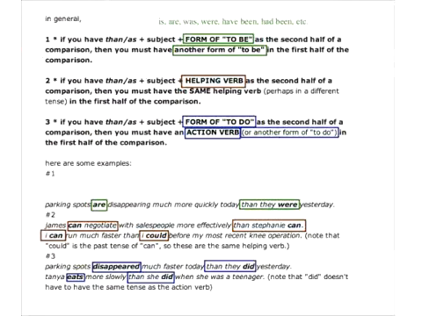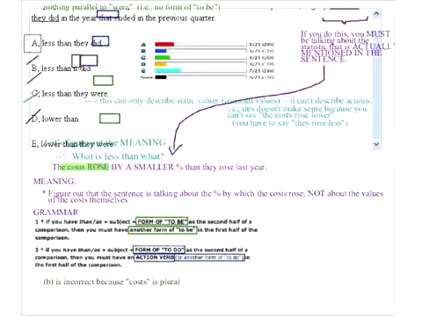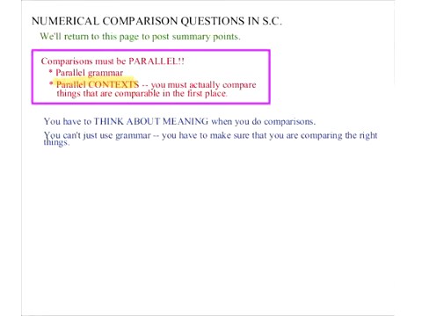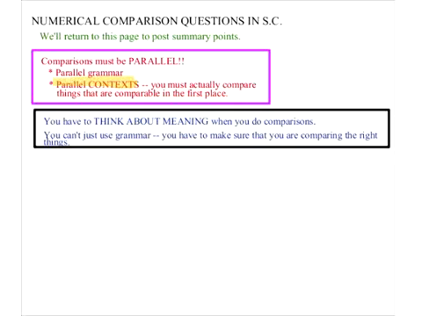So back to our takeaways page here. Other things we've learned about these problems. We learned you have to think about meaning. We've learned you have to think about ambiguity. You should read the sentence carefully to make sure it isn't ambiguous.